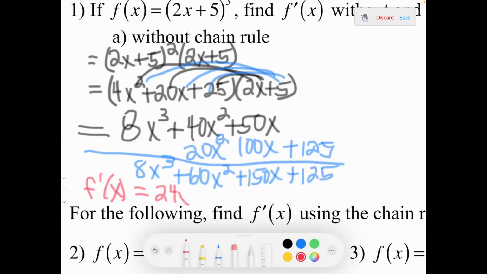3 times 8 is 24. We subtract 1, we get x squared. 2 times 60 is 120. We subtract 1 from the exponent, we get x. And 150 is just 150.